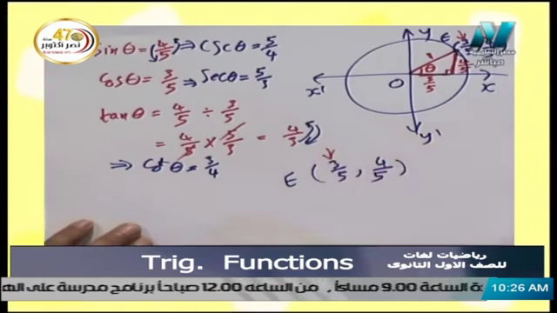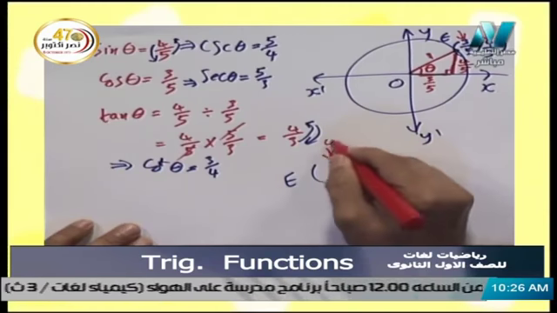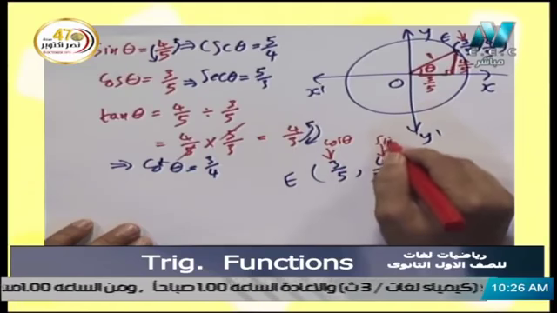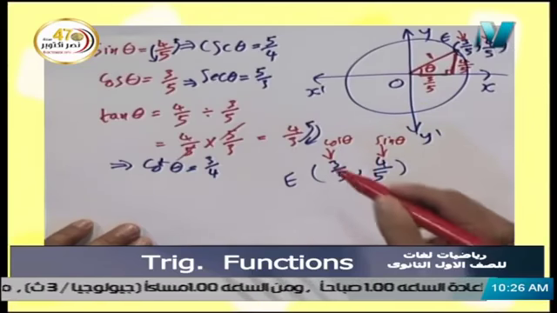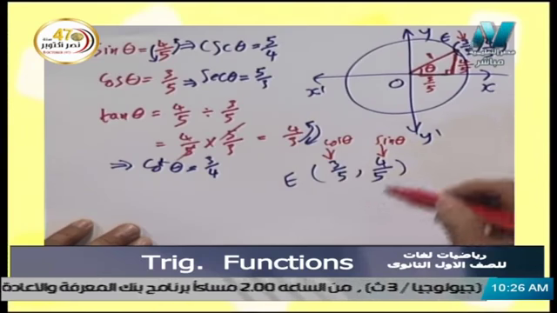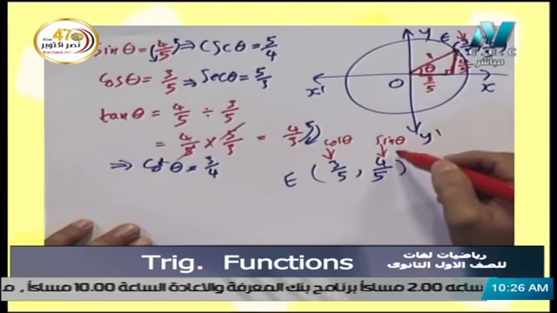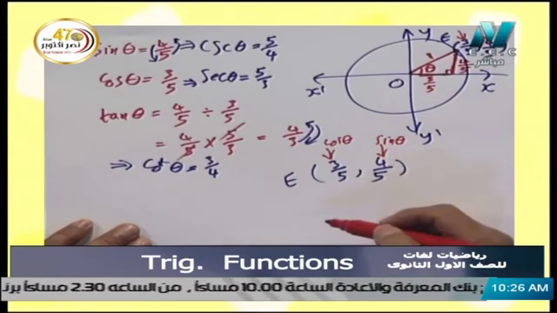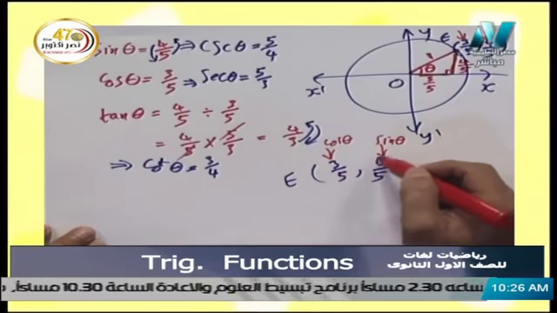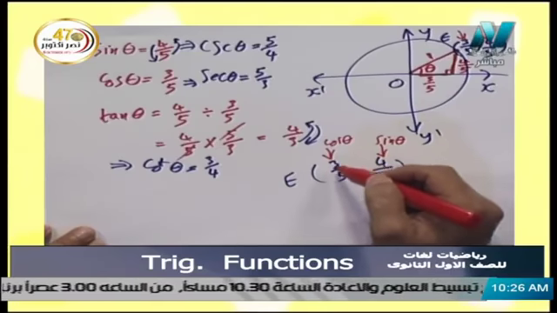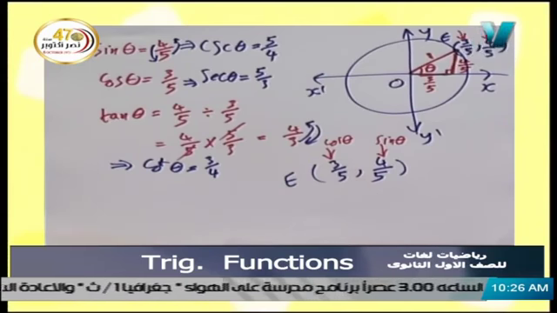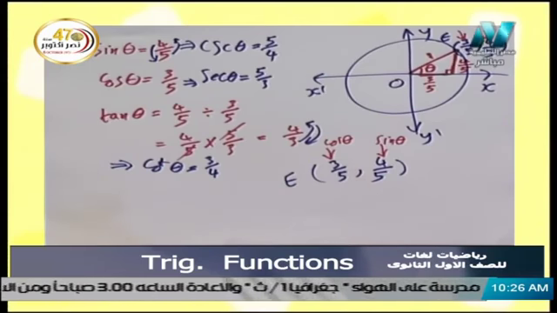This is cosine theta, and the second coordinate is sin theta, and sec theta is the reciprocal of cosine, which will be 5 over 3. Cosec theta is the reciprocal of sine, so it's 5 over 4. And tan theta will be sine over cosine, so 4 over 5 divided by 3 over 5. Let's move to another example.